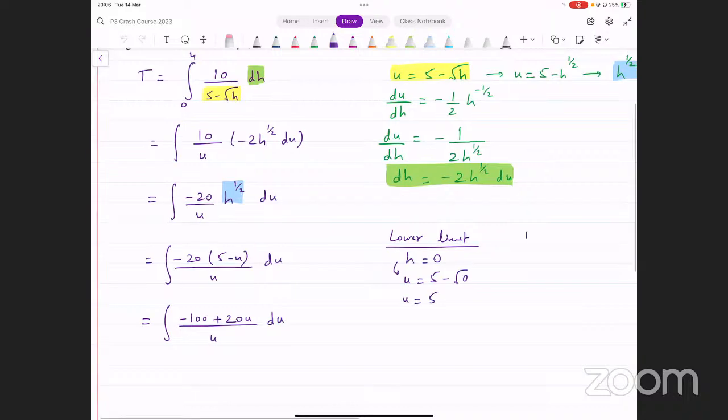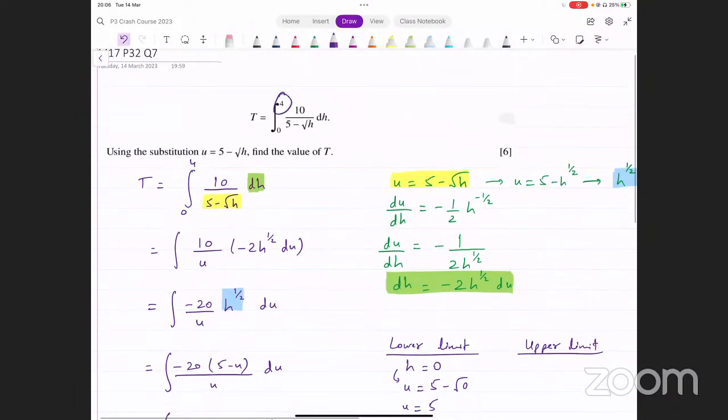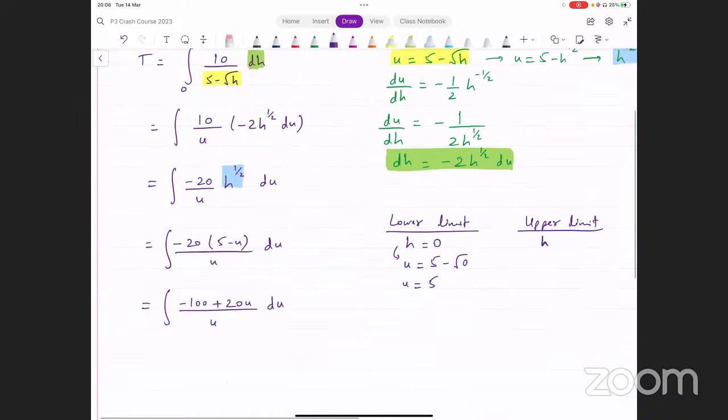All right. What about the upper limit? The upper limit is 4, so the value of h there is 4. What's the corresponding value for u? u equals 5 minus square root of 4. That's 5 minus 2, and that gives you u equal to 3. And now notice the lower limit that you're getting here for u is 5 and the upper limit is 3. So be careful when you're writing these limits here.